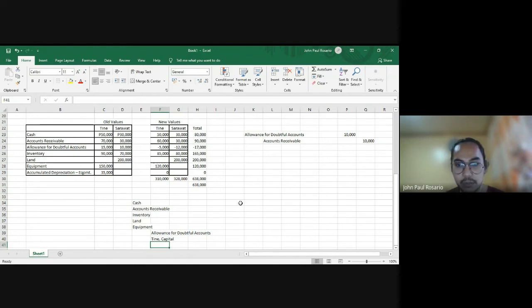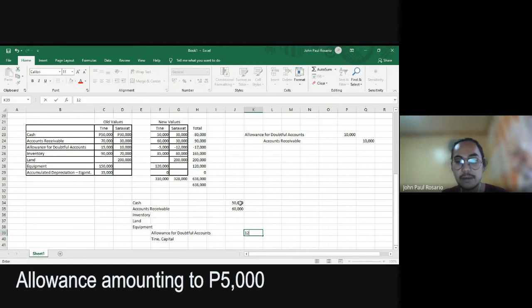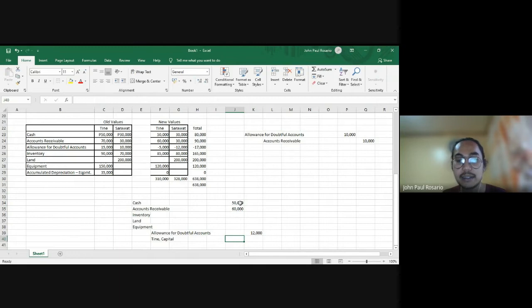So the amount of cash contributed amounted to 50,000 by Time, 60,000 of accounts receivable with an allowance amounting to 12,000. Remove the negative since it's now credited. And then for your inventory, the amount contributed is 85,000, and 120,000 for the equipment. Time did not contribute land, and then Time capital of 310,000.